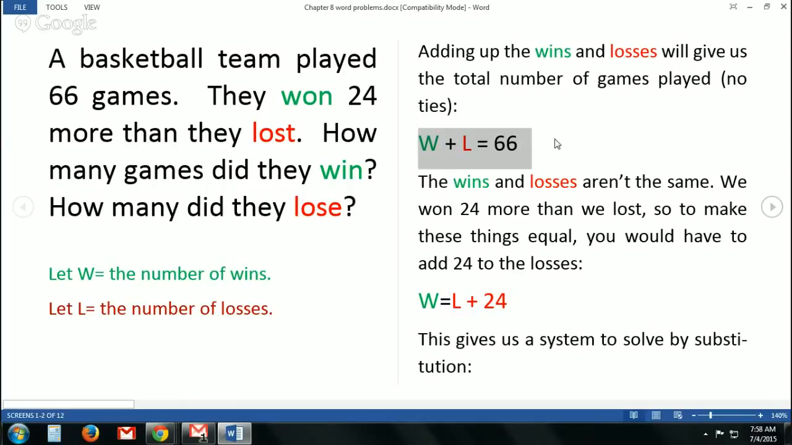Now, the number of wins and losses are not the same as each other. It tells us that they won 24 more than they lost. So W and L are not equal. If you wanted the number of wins and the number of losses to be equal, you would have to add 24 to the number of losses. The wins would equal however many you lost plus 24 more for these two sides to be equal to each other. That gives us our system of equations.